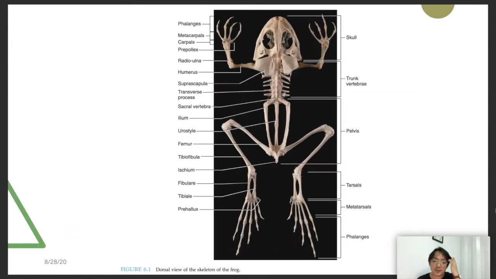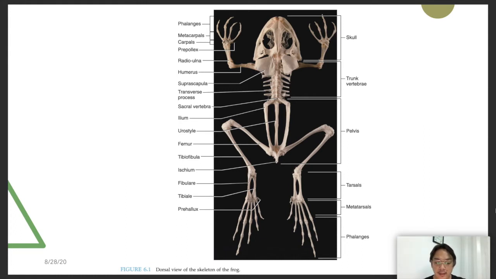So this is a dorsal view of the skeleton of the frog. So we will take a look at this part. This is the axial skeleton, the basic or the basis, and the appendages will be part of your appendicular skeleton. Phalanges, including the forelimbs and the hind limbs. This is a complete view of the skeletal system of the frog.